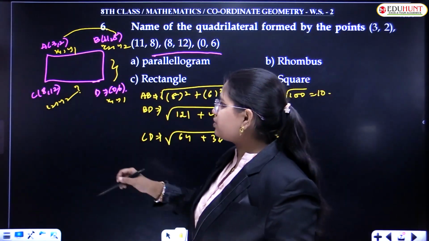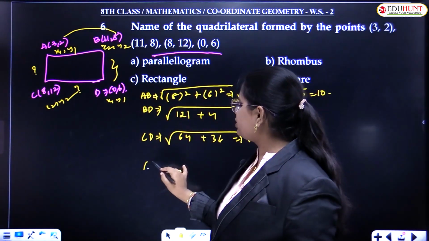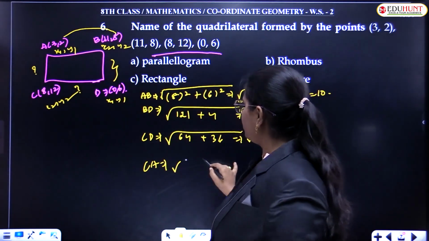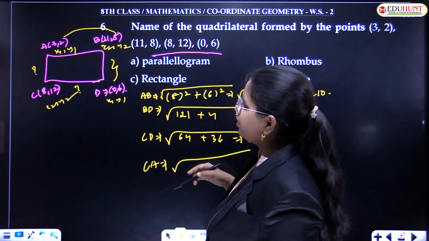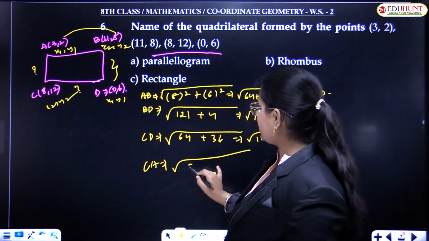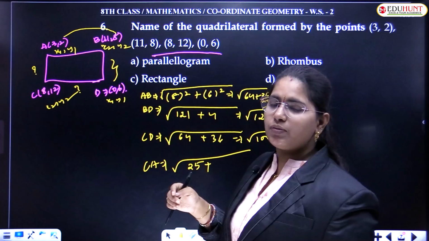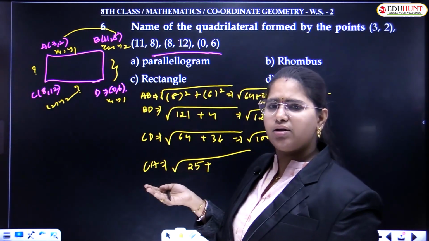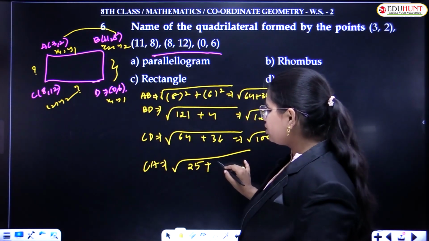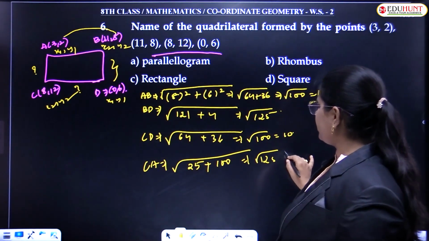Done with this. So we are left with the last side, which is CA. So again x2 minus x1: 8 minus 3 is 5, square is 25, correct? Plus 12 minus 2, how much is that? 12 minus 2 is 10. 10 square is how much? 100. So again you got root 125.